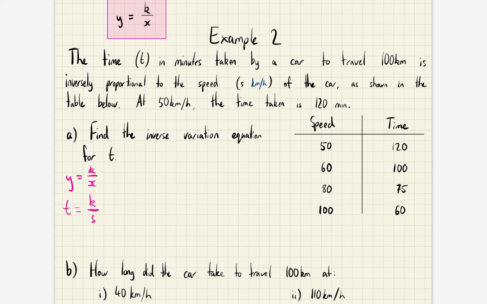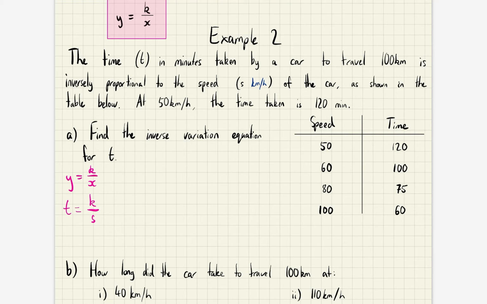Okay, the reason why I know that is because it's saying time is inversely proportional to the speed. So whatever comes first is the thing by itself, and whatever's proportional to is the thing that goes with the k. So we've got t is equal to k on s.